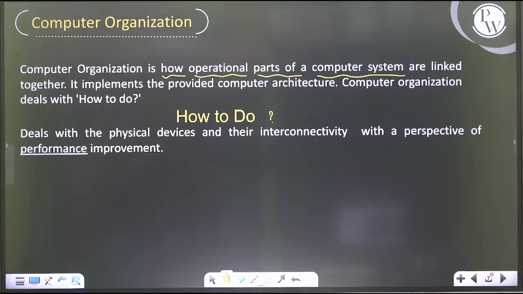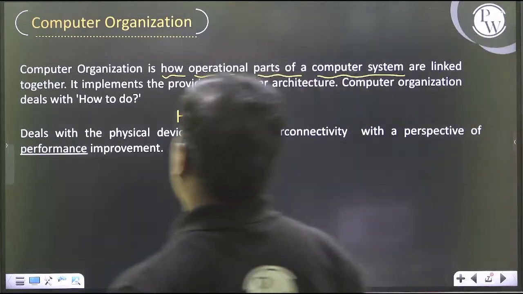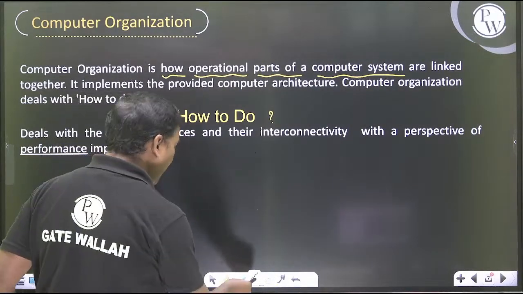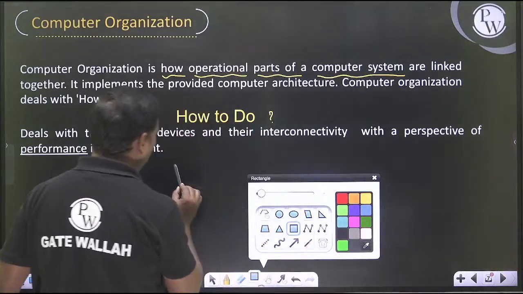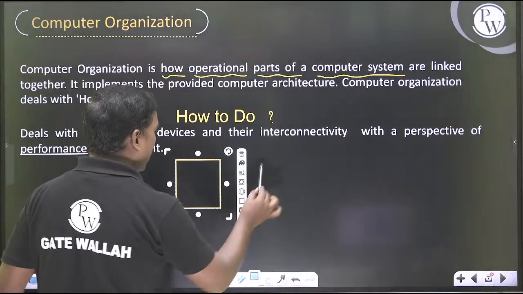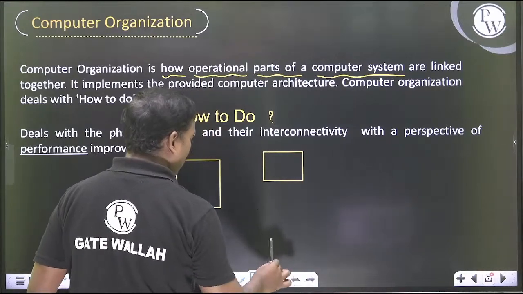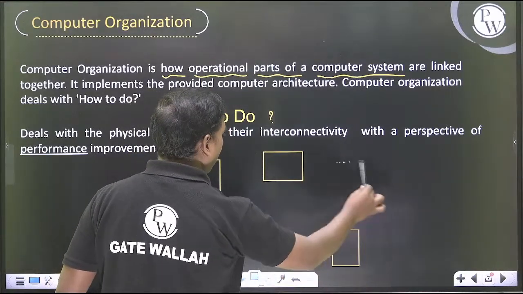Can you identify now? Can you tell the difference between CO and CA? So computer organization and computer architecture. Computer organization is about how to do. That means it is all about the connectivity. Suppose you have a CPU here, a memory here, the IO devices and these are the external peripherals.